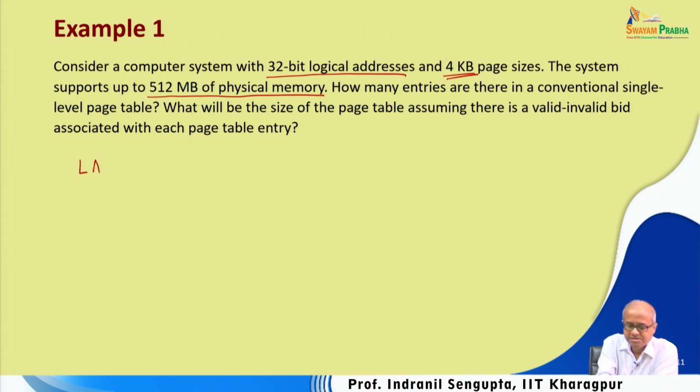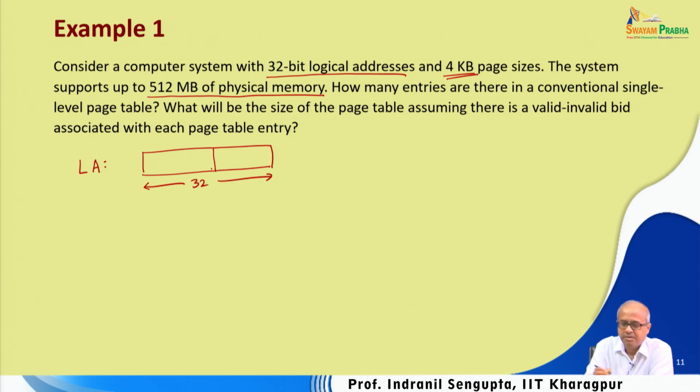First let us look at logical address. It is mentioned 32-bit logical address. So, the total size of the logical address will be 32. This is given. But how many bits for the page number, how many bits for the offset? See, it is mentioned the page size is 4 kilobyte. How much is 4 kilobyte? 1 k means 2 to the power 10, 4 k means 2 to the power 12. So, the page offset will be 12 bits. So, the remaining 20 bits will be my page number, 20 bits, that will make 32 bits.